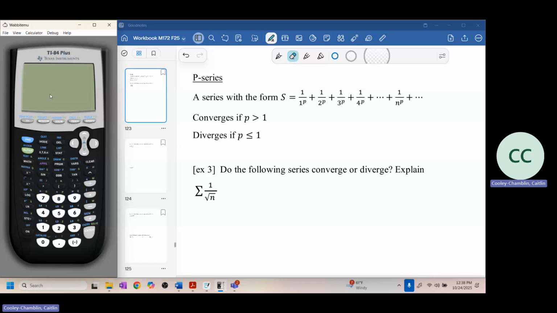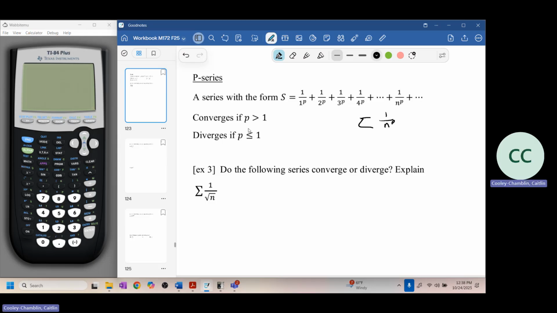All right. Hi guys. Today we are going to cover p-series, which is a series with the form s equaling 1 over 1 to the p, 1 over 2 to the p, 1 over 3 to the p, 1 over 4 to the p, and it just keeps on going. When you see this series written in summation notation, this is the summation of 1 over n to the p. And it converges if our p is larger than 1 and diverges if p is less than 1.